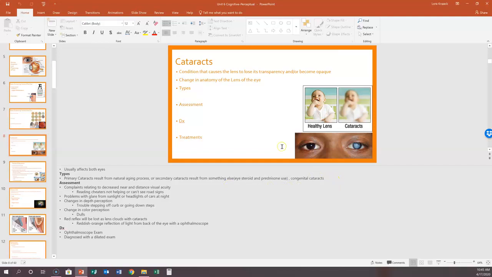Congenital cataracts are ones that you are born with. Assessment findings. So what do we hear? We hear that they have decreased near and distance visual acuity. So you're doing your Snellen and you're doing that Jaeger or Rosenbaum, and we see deficiencies there. Okay, we can measure that. Reading cheaters are either not helping or they can't see the road signs.